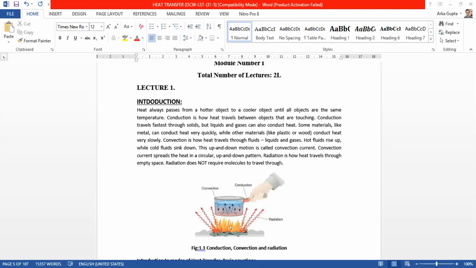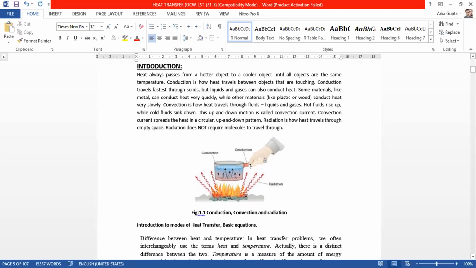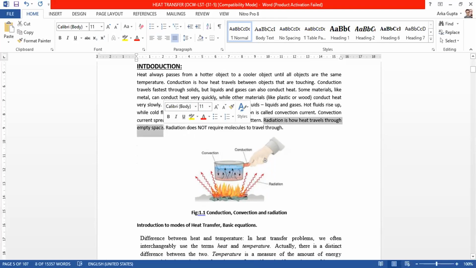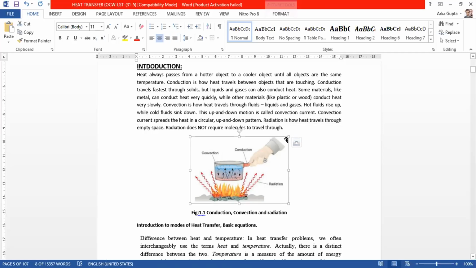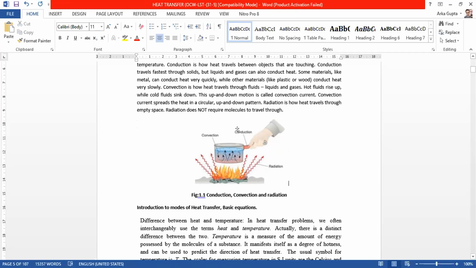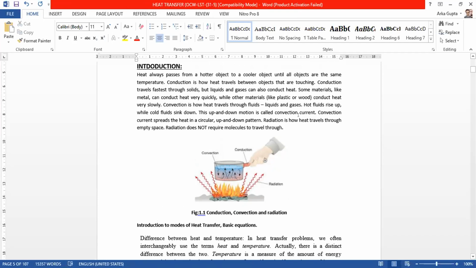The examples of conduction, convection, and radiation can all be shown by this picture. Conduction means heat flows inside a solid. For convection, fluid flow is required. For radiation, no medium is required; heat can flow without a medium, travelling through empty space. For convection it is liquids and gases, and for conduction it is inside solids. So these are the three modes of heat transfer: conduction, convection, and radiation.